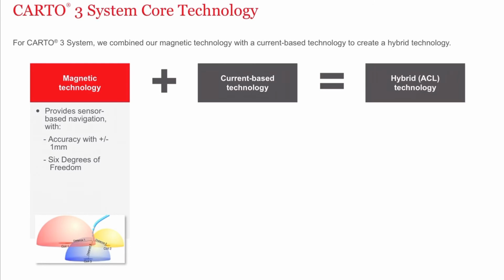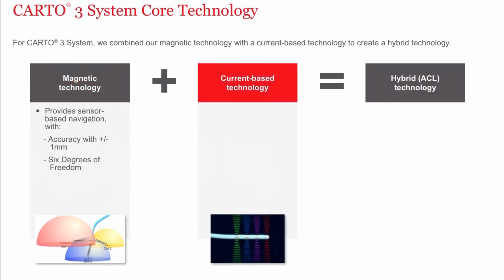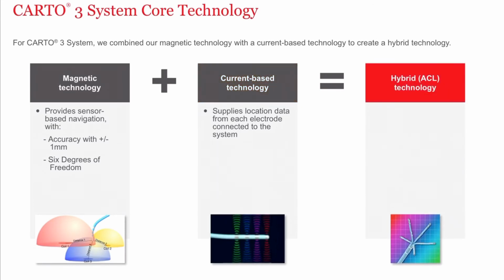With the CARTO 3 system, we added current-based technology, where each electrode on a catheter emits a current at a unique frequency. This current is received by the 6 patches, and the system calculates a current ratio, which uniquely identifies a location and changes as the catheter is moved. Then, we combined our 2 technologies into a hybrid technology.